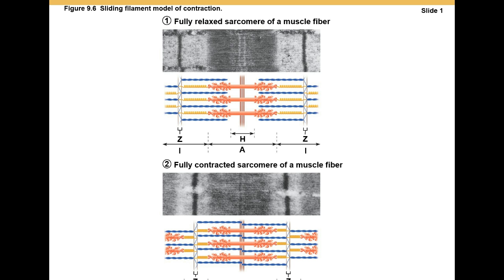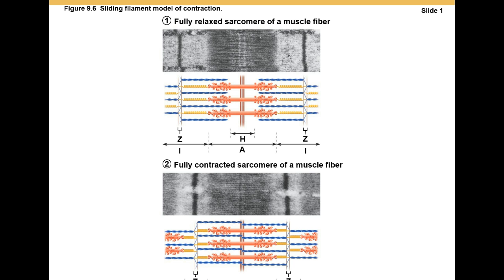So here's what we mean when we talk about the sliding filament model of contraction. Really what we're going to be looking at is overlap between the thin and the thick filaments. So if you look up at step 1 of this, you'll notice that the thin filaments in blue and the thick filaments in orange have only a little amount of overlap.